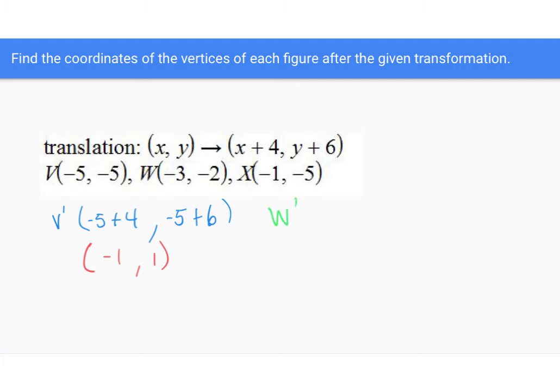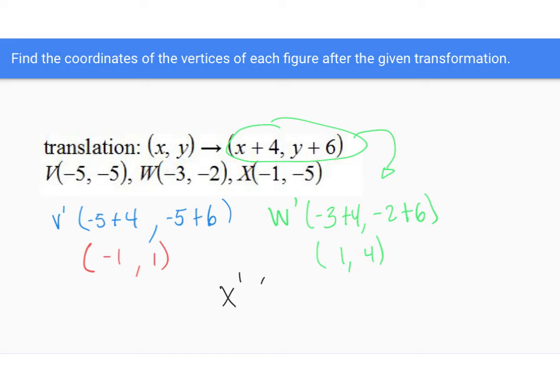And I would do that with each of the vertices. My W prime, I would take my X, add 4, take my Y, add 6, and I'm doing that specifically because that's what the rule is telling me to do. So my W would be 1, 4, and then I would do that with X. So my X prime, I would take -1, add 4, -5, add 6. So that would give me 3, 1. And that would be the vertices if I told you the actual rules.